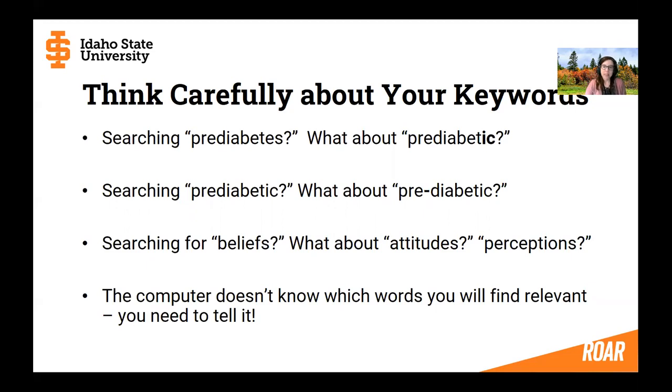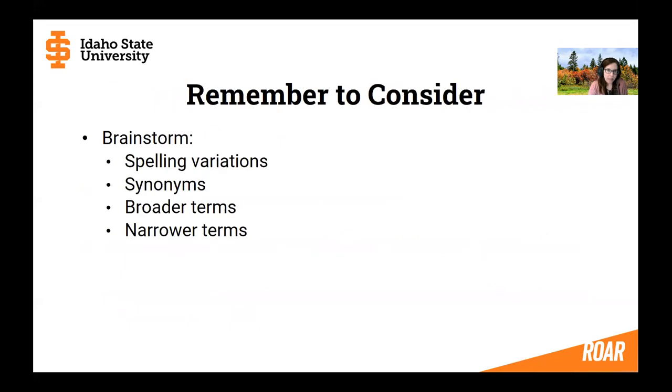What about searching for beliefs? There are so many different ways to say beliefs. What about attitudes, perceptions, biases even? You need to sit down and brainstorm all the different ways to say that. And what will really help you is if you go run a couple of searches, read some articles, and all of a sudden keywords are going to start jumping out at you. You can also use Google or Wikipedia, run a quick search, and all kinds of synonyms will start jumping out at you.